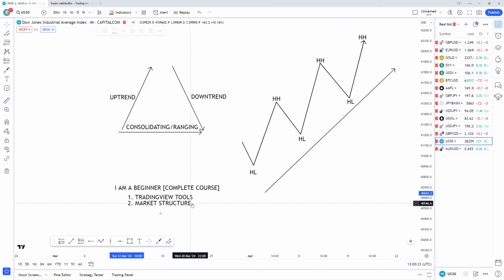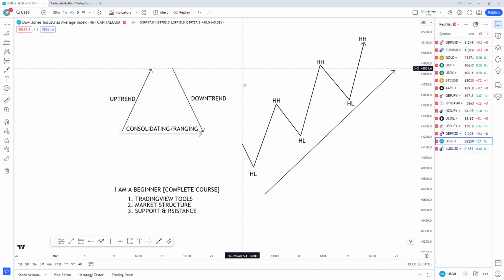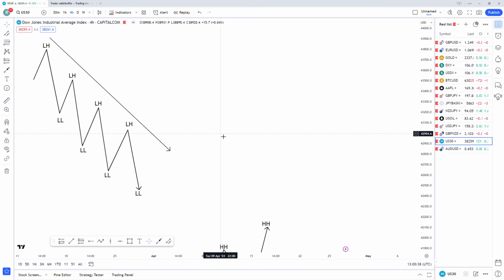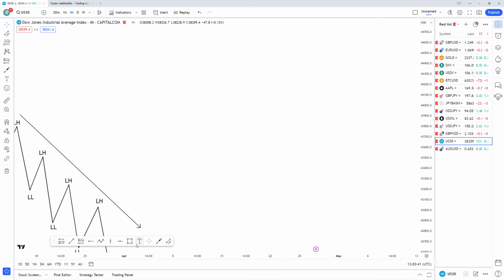Let's go to the next one, which is support and resistance, guys. Support and resistance are the mother and father of trading. If you don't understand the concept of support and resistance, I don't think you are going to understand anything in trading at all. Do you get it? Support and resistance are the mother and father of trading. So looking at it, we have what we call support.